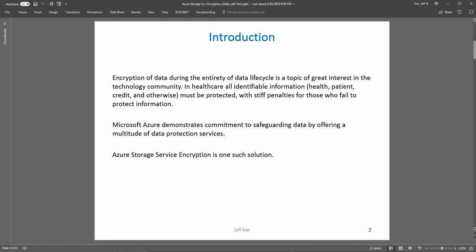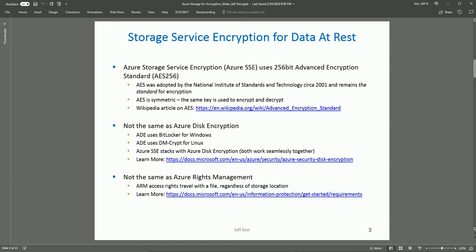So storage service encryption is how Microsoft is demonstrating some of their commitment to safeguarding data. They introduced this last year, and it came out as optional. I'm doing air quotes, optional, but as it's matured over the last 10 months, it's really starting to look like not optional. Let's look a little bit closer.